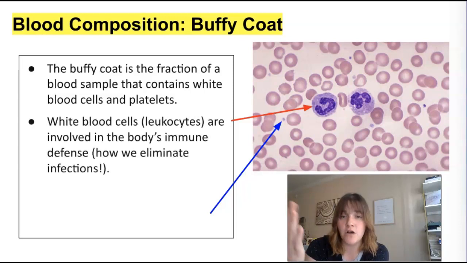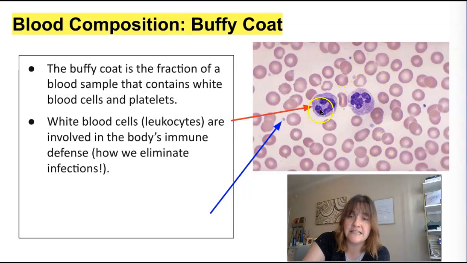White blood cells, also called leukocytes, are involved in the body's immune defense. It is how we eliminate infections. So this is an example. Both of these actually are examples of a specific type of white blood cell or leukocyte, which we're going to go more into depth next.